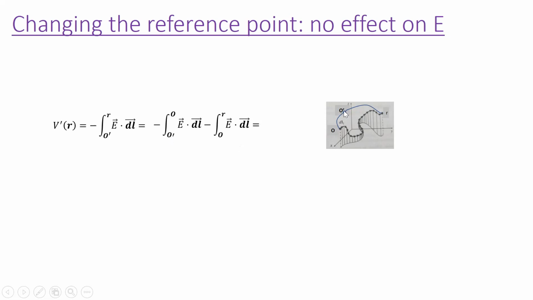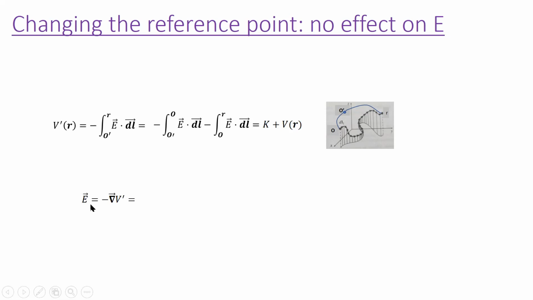But the integral from O prime to O, since it's independent of path, is just some constant, which we can call K. And this second integral here is what we called V of R before, as opposed to V prime. So shifting the origin just has the effect of changing the electric potential at every given point in space by some constant K, which is equal to the line integral between the two reference points.